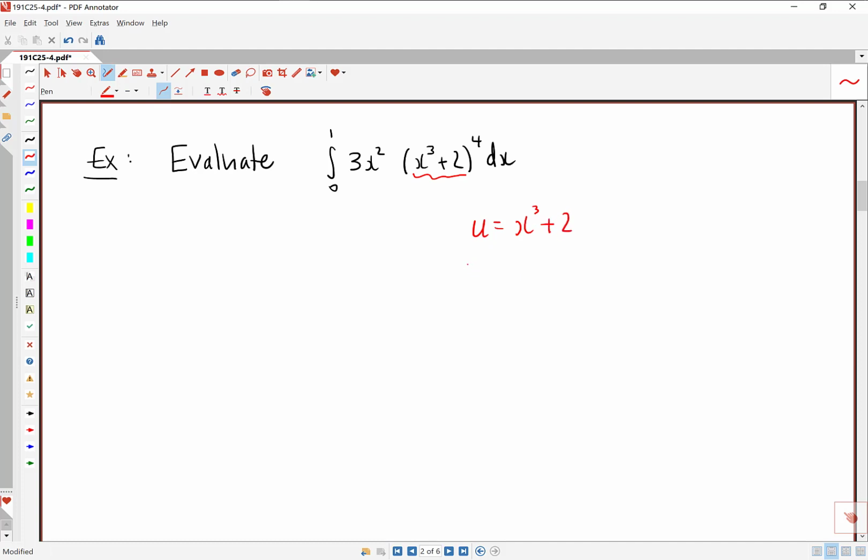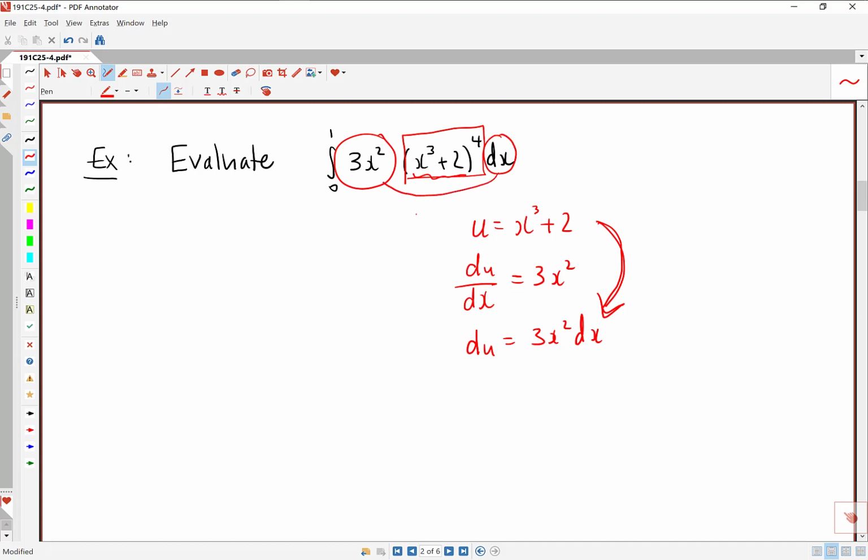Once we've got that, then we need to find du. So we could say du by dx is equal to 3x squared. Or you could say du equals 3x squared dx. So you can get into the habit of doing this part in one step if you like. Therefore, we've accounted for everything in our integral, because this stuff here is going to be u to the fourth. And if we think of the 3x squared as multiplying with the dx, those guys together are going to give us du.